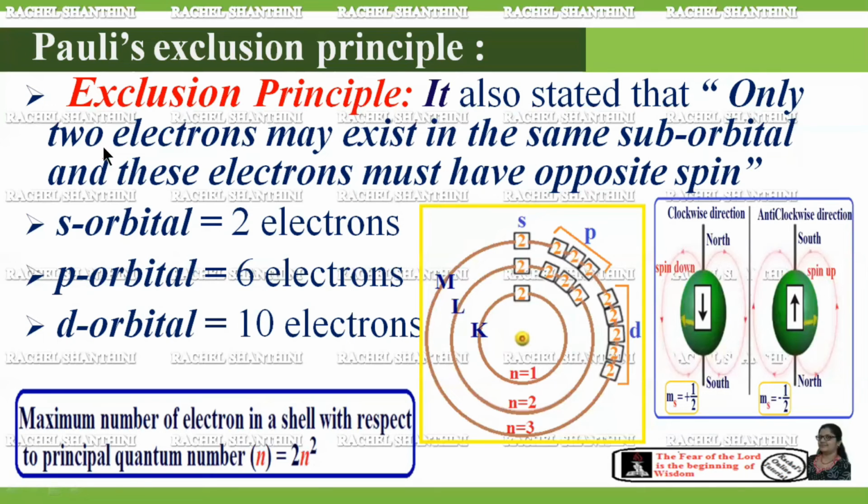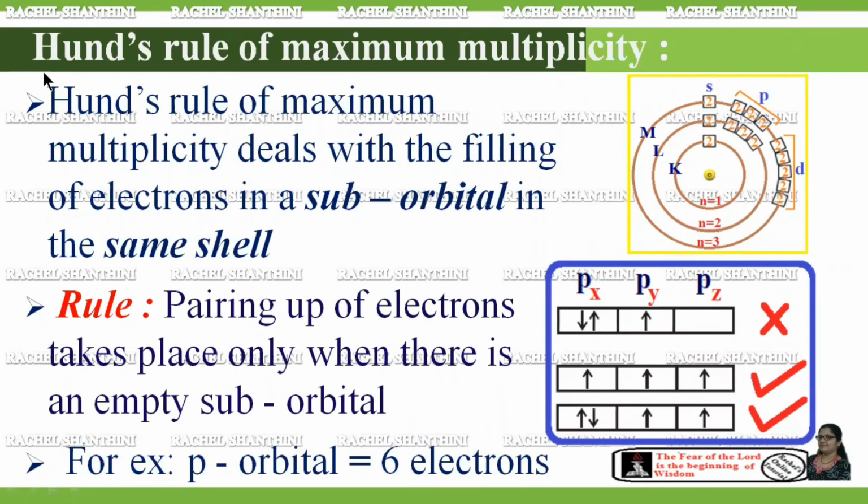So if the question is what is the maximum number of electrons that exist in a suborbital or orbital, the answer is 2 electrons. If the question is what is the maximum number of electrons in a shell with respect to the principal quantum number n, then the value is 2n square. Hope you could understand these two concepts clearly. Now let's see the third rule, that is the Hund's rule of maximum multiplicity.